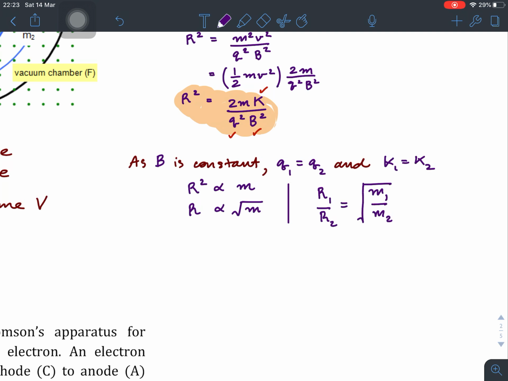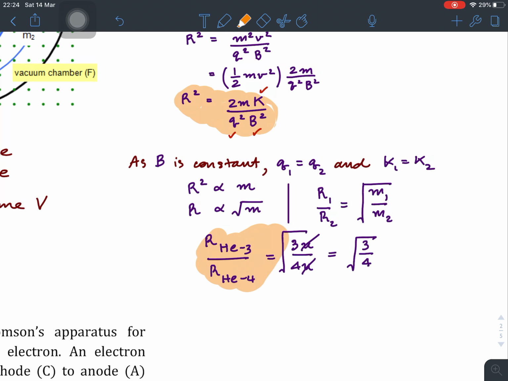R1 is the radius of helium-3, and R2 is the radius of helium-4, and the mass of helium-3 is 3u, and the mass of helium-4 is 4u. So we cancel the u, or the proton mass, here. So we have the ratio between the radius of helium-3 and helium-4 to be the square root of 3 over the square root of 4. And that is our answer.